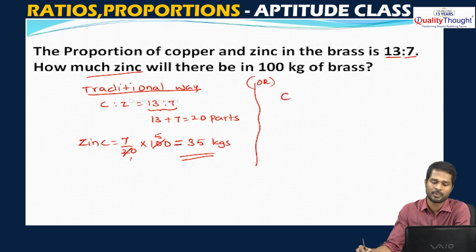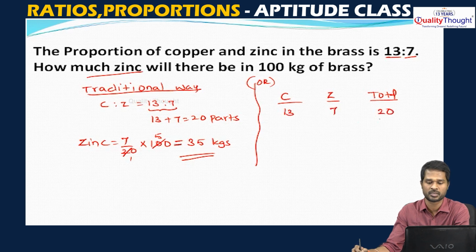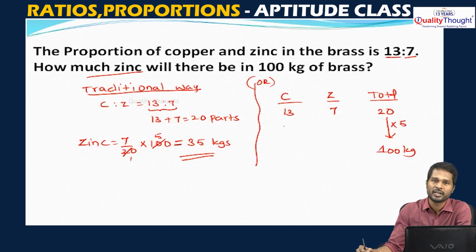Say this copper, zinc, and here I will write total. See, we calculated copper is 13 parts, zinc is 7 parts, total it is 20 parts. So this 20 has become how much? 100 kgs he has given. This total is 100 kgs, that means this 20 is multiplied with 5. So the 20 is multiplied with 5 to get 100 kgs. So as this is ratios, the values will be equal in multiplication process.